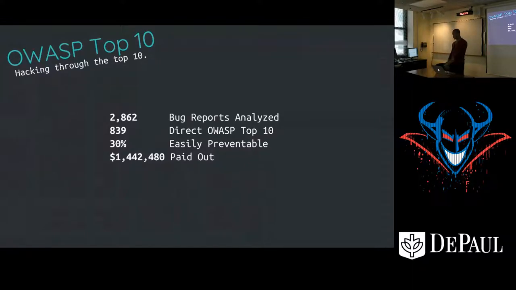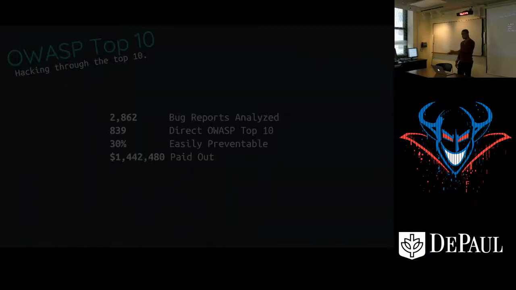So 839 of these were directly related to the OWASP Top 10, non-vague, 100% OWASP Top 10 fitting, right? So 30% of these vulnerabilities were easily preventable. I'll talk about why that is. But essentially, corporations paid $1.5 million for vulnerabilities that could have been prevented in a couple lines of code or by somebody actually looking at what they were doing and leveraging the resources that are already out there.